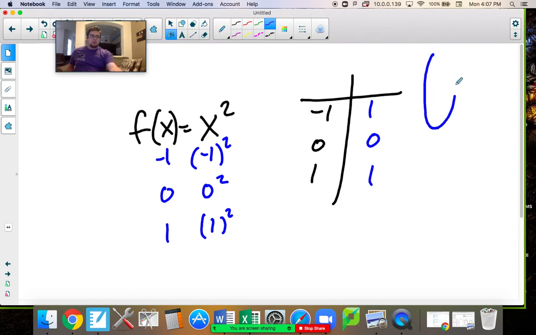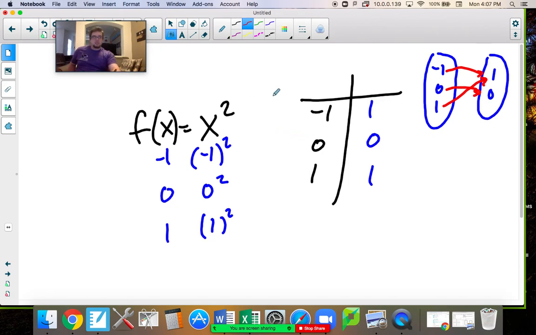Our map, -1, 0, and 1, on this side would have 1 and 0. -1 would go with 1, 0 would go with 0, 1 would go with 1. So in different types of functions that aren't typically linear, that's when you'll get more complex maps.